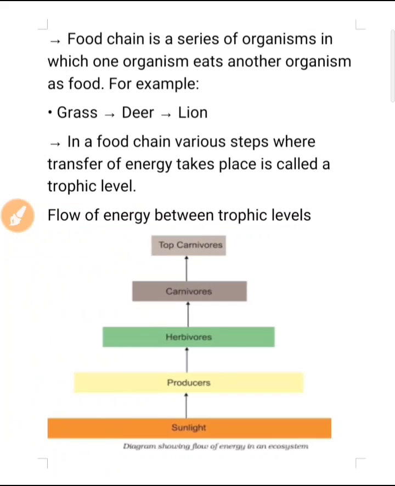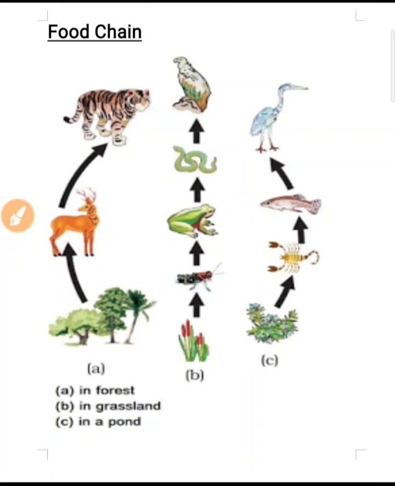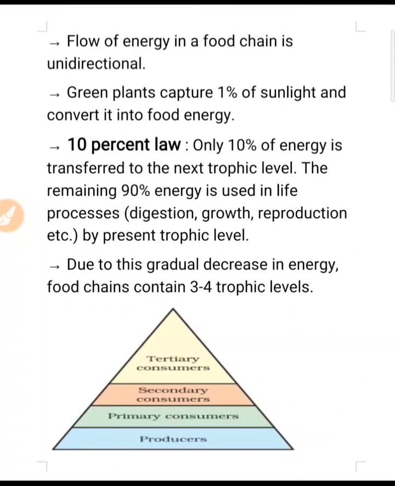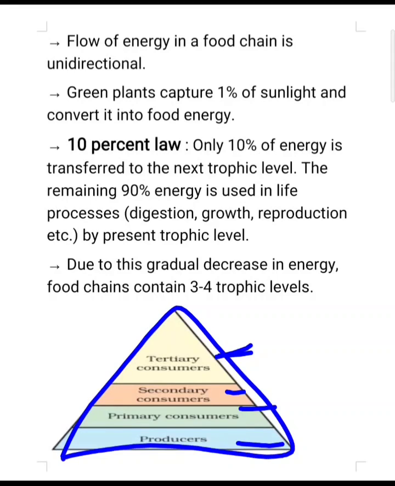You can see here that maximum 4 or 5 trophic levels are here, because there is gradual decrease in energy. So finally, top carnivore, or you can say tertiary consumer, will not get enough amount of energy to pass on further. Okay, so you can say here that producers have very large amount of energy, primary consumers have low energy, secondary consumers have further low, and tertiary consumer also gets low amount of energy. So this is the pyramid of energy, and this is upright.